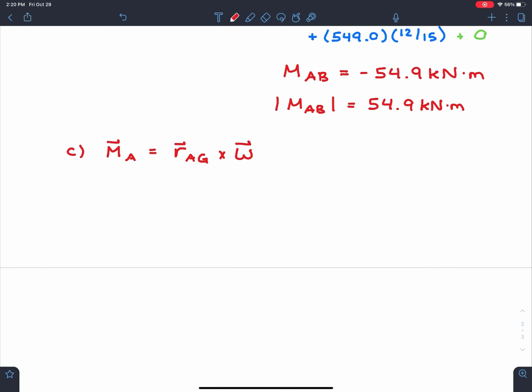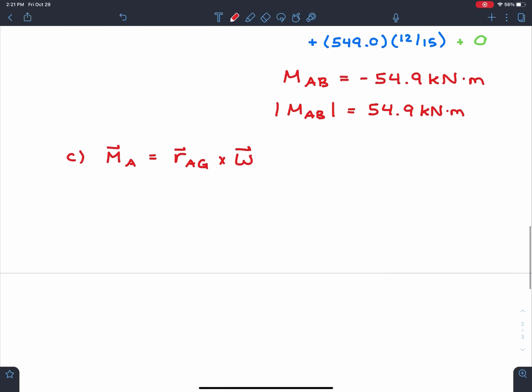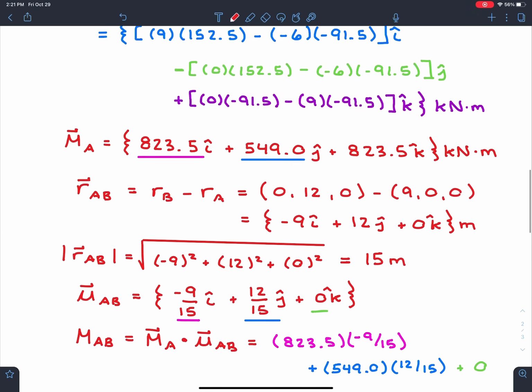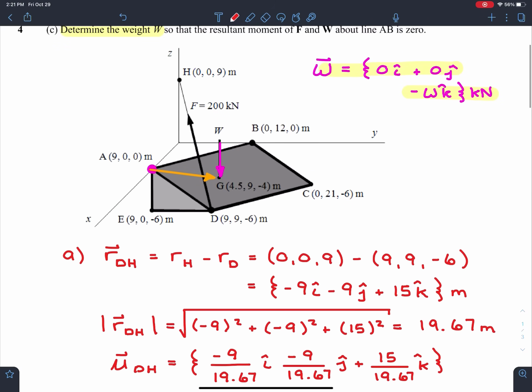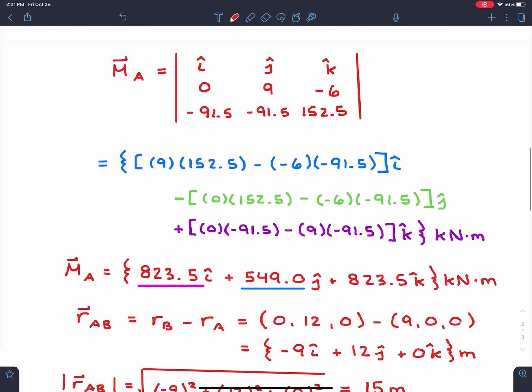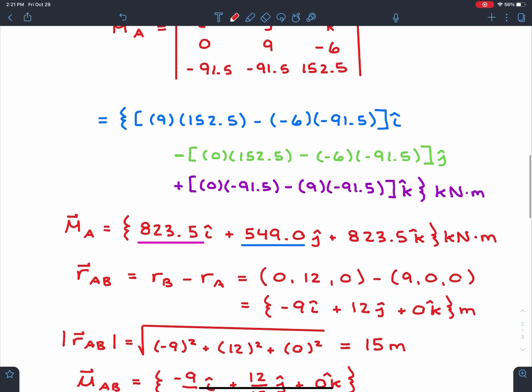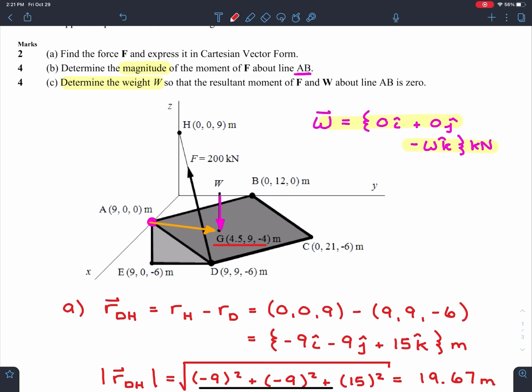We're going to do the exact same thing as before, where the first thing we need to figure out is what this position vector AG is. We know it's going to be equal to the coordinates of G subtracted from the coordinates of A. If I scroll up here, G is 4.5 comma negative 4. So come down here: 4.5, 9, negative 4, subtracted from the coordinates of A, which if I scroll up is 9, 0.